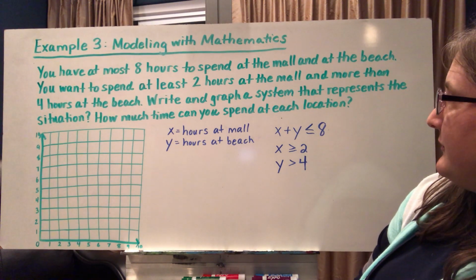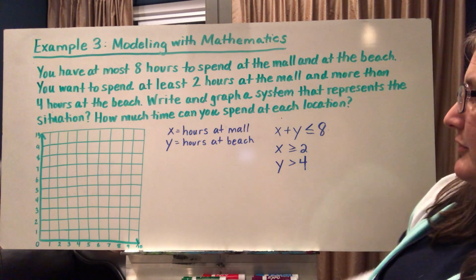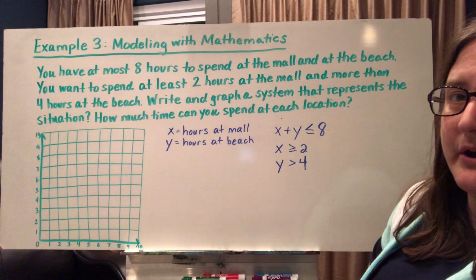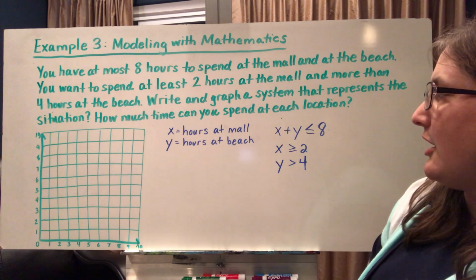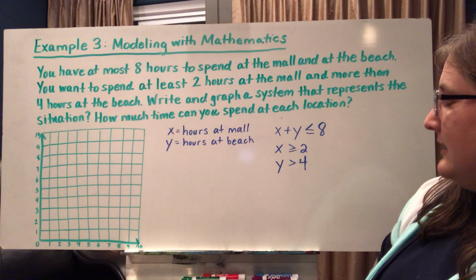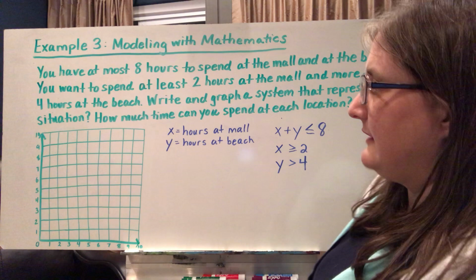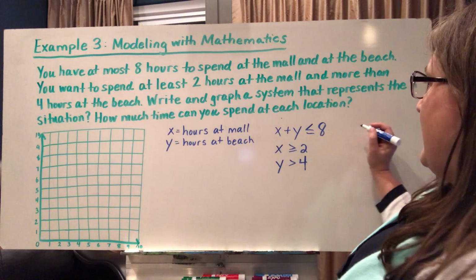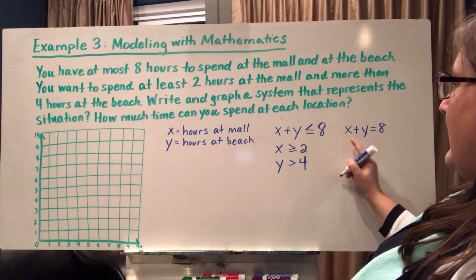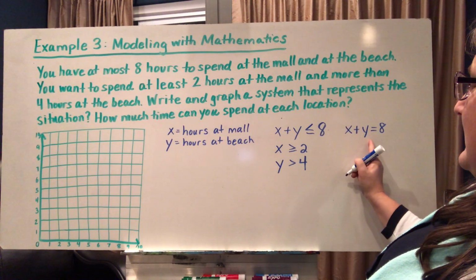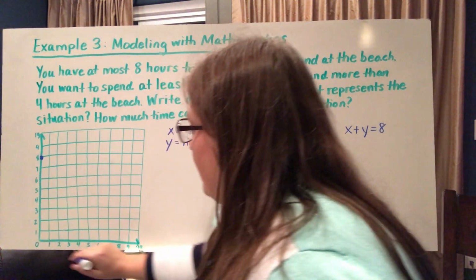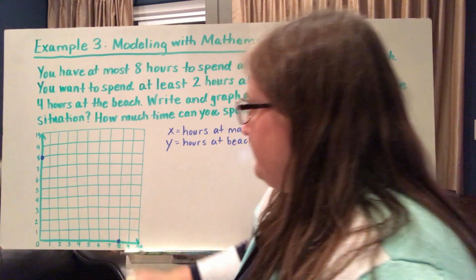Now they're saying write and graph a system that represents the situation. So I've written 3 inequalities here. Let's graph these one by one and find the areas that are solutions to these inequalities. Let's start with x plus y is less than or equal to 8. In this case, I can find my intercepts here. If I had x plus y equals 8, I could have 8 plus 0 or 0 plus 8 equal 8. So my intercepts are at (0, 8) and (8, 0).